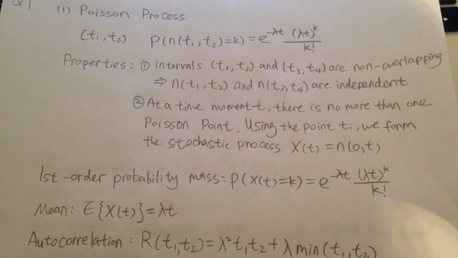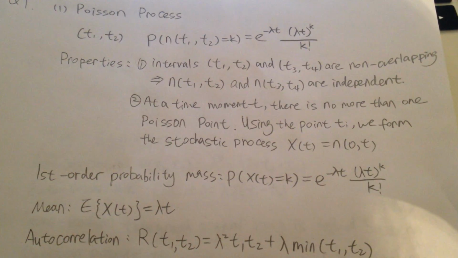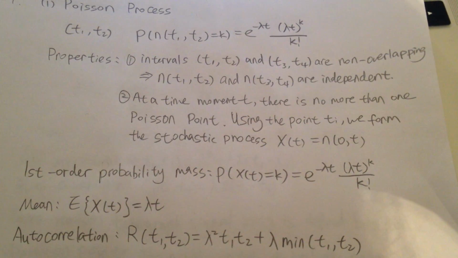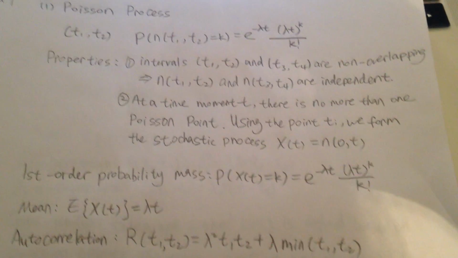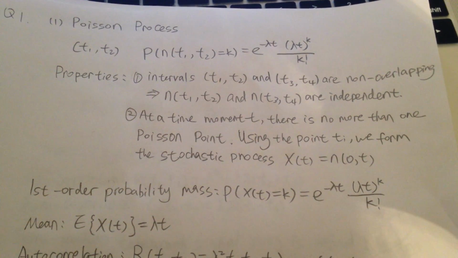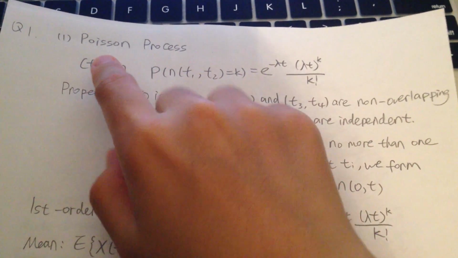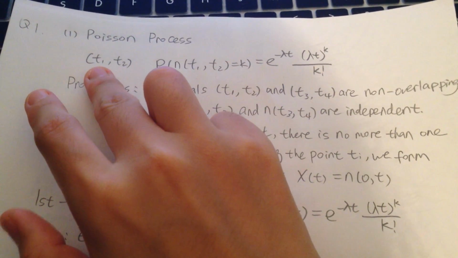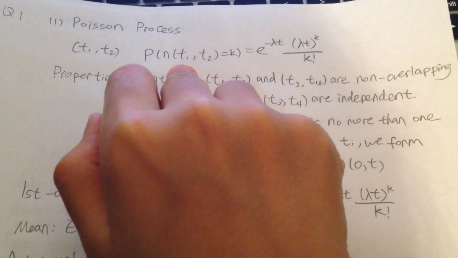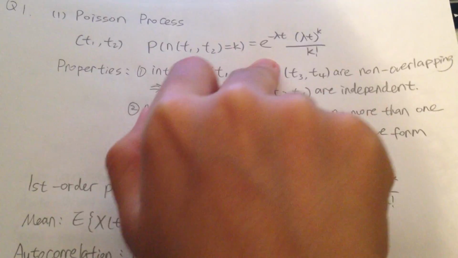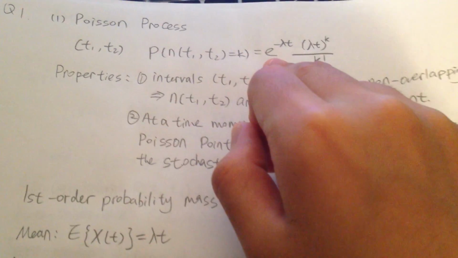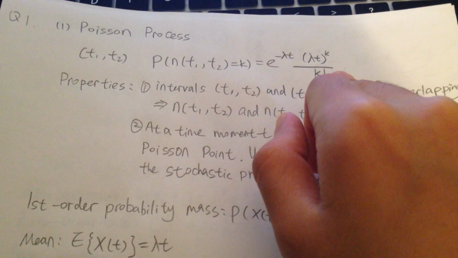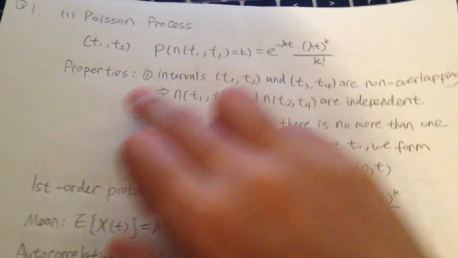For this question, we are asked to collect the definitions and simple properties of examples of stochastic processes from Professor Chen's lecture notes. The first process we need to look at is the Poisson process. It's defined like this: the probability of n(t1, t2) equals k is e to the power of minus lambda times t, times lambda times t to the power of k, divided by k factorial.